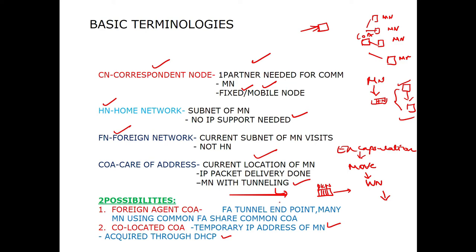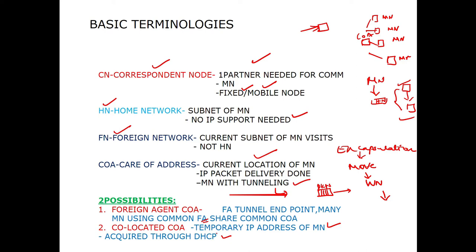Tunneling means what? It makes network packets move from one data point to another network. With respect to many mobile nodes, they will share a common foreign address. Okay, so which shares a common care of address, that is said to be the foreign care of address. But here in the co-located care of address, the temporary IP address of the mobile node alone is known, and this is acquired with respect to the dynamic host configuration protocol, DHCP.